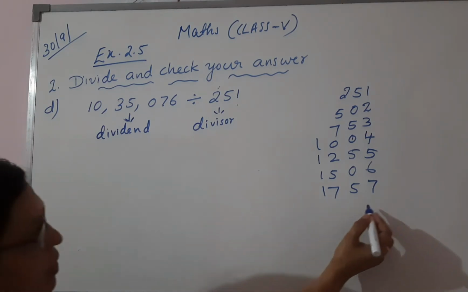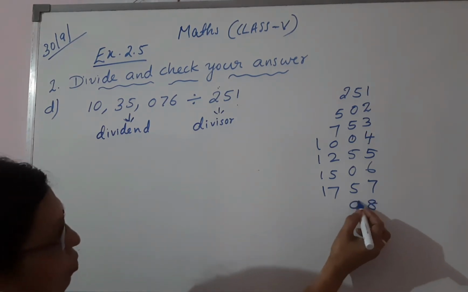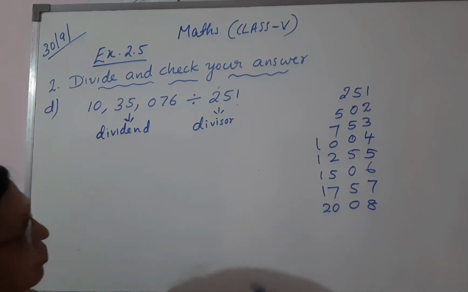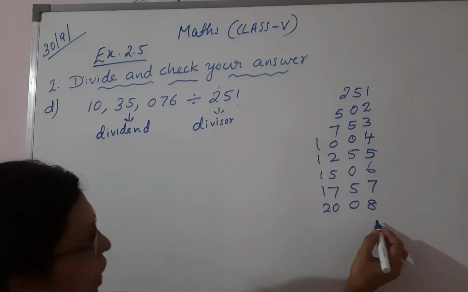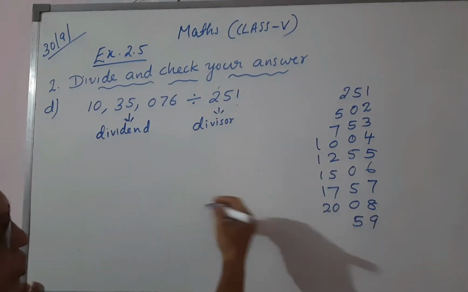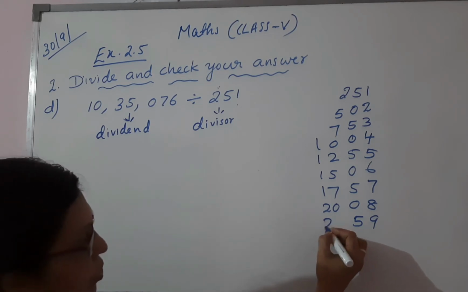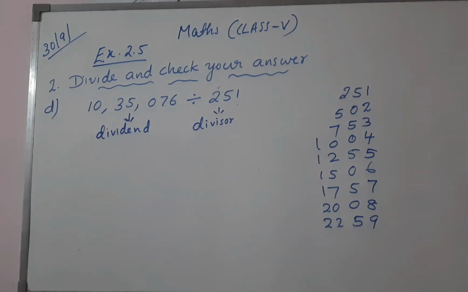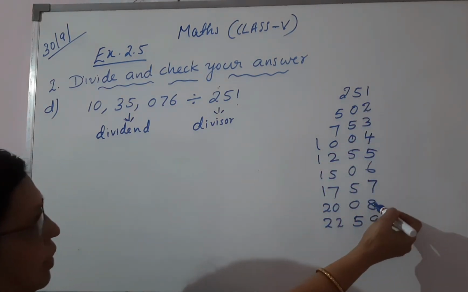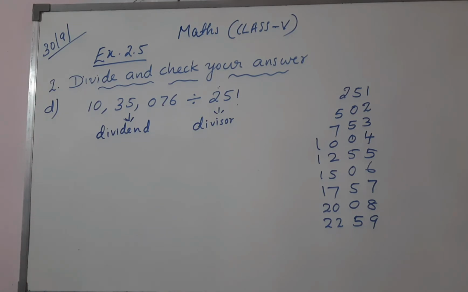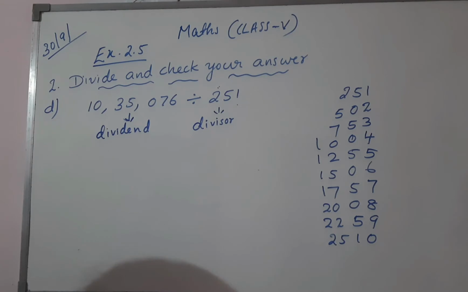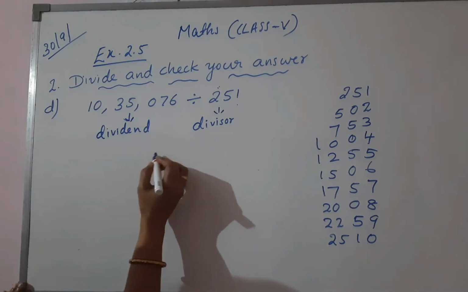251 into 8. 8 1s are 8. 8 5s are 40, 4 carry. 8 2s are 16, 16 plus 4, 20. 9 1s are 9. 9 5s are 45, 4 carry. 9 2s are 18, 18 plus 4, 22. So we got up to 9. It is enough. 1 2 3 4 5 6 7 8 9, the table I have written. So 251 into 10 is 2510. Now we can start dividing the number.